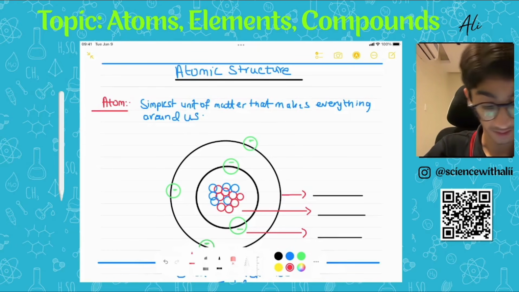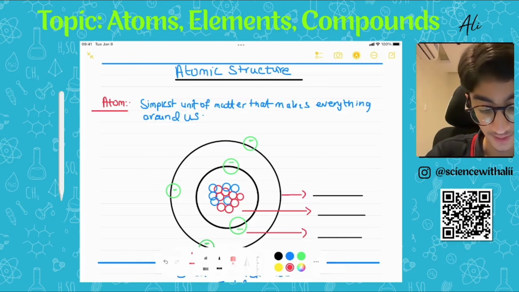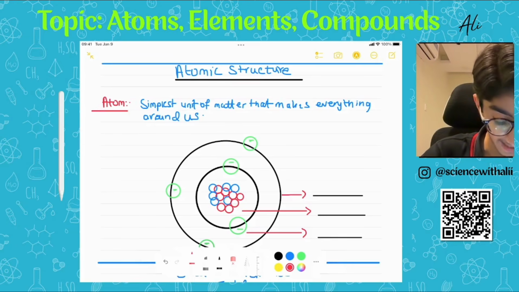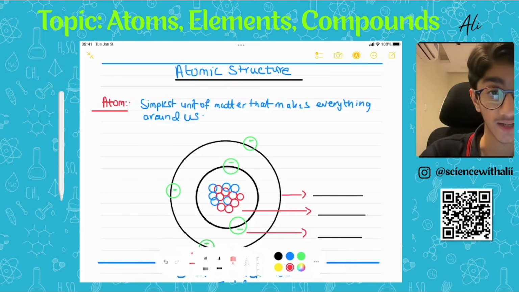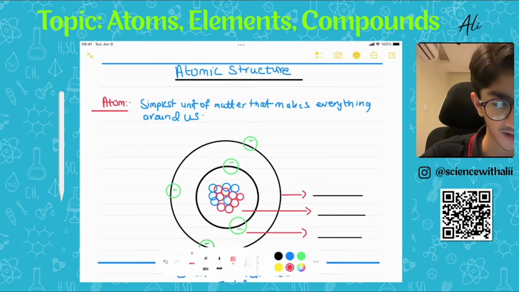Now I have written the definition of atom on the screen here, which says that an atom is the simplest unit of matter that makes everything around us. Atoms are the basic building blocks of all substances and come in different types known as elements, such as carbon, hydrogen, oxygen, which we discussed earlier in the video.